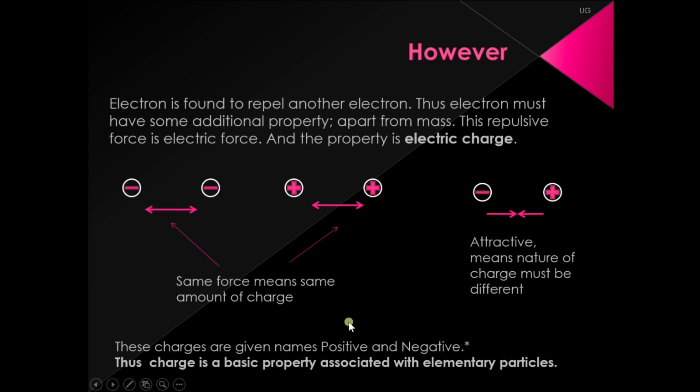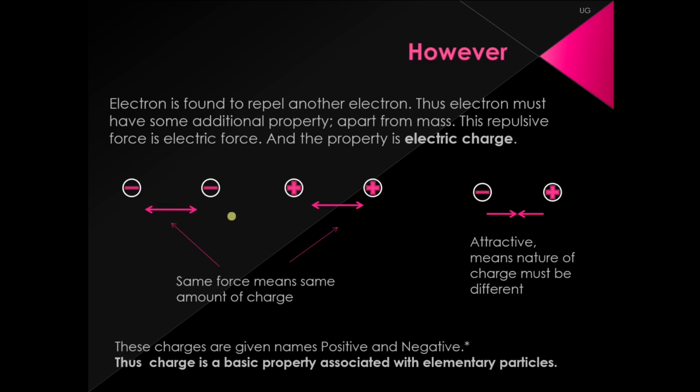However, in the 18th century, people found that an electron repels another electron, or a proton is found to repel another proton. So, instead of attracting due to mass, these particles are repelling each other. There must be some additional property which is responsible for this repulsive force. This repulsive force is electric force and the property is electric charge.